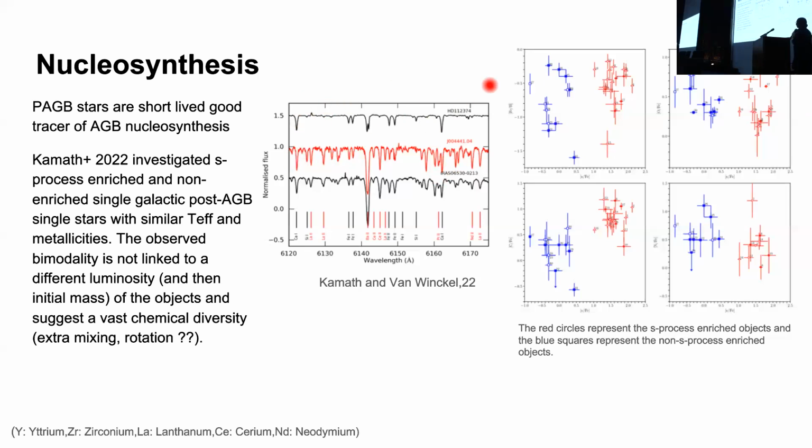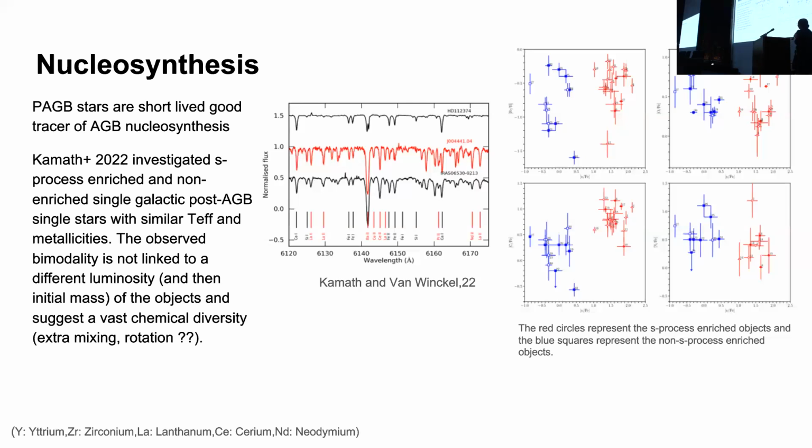On the top line, this is the stellar spectrum of a post-AGB without S-process enrichment. And the two below are where you have S-process enrichment. Those S-process elements will enrich the post-AGBs, and they will also enrich the galaxy where they are.